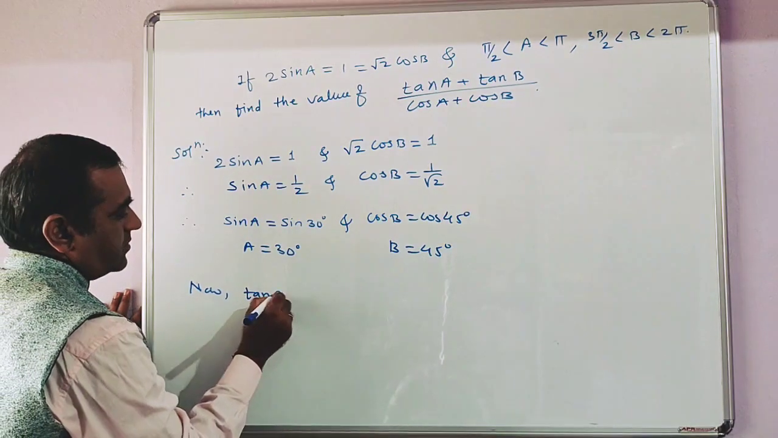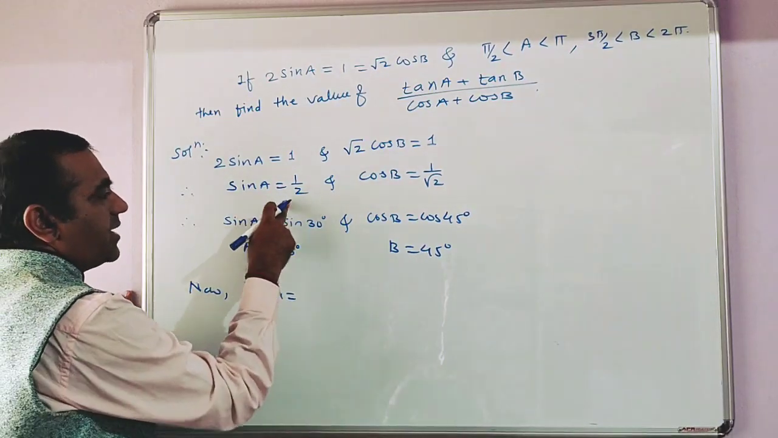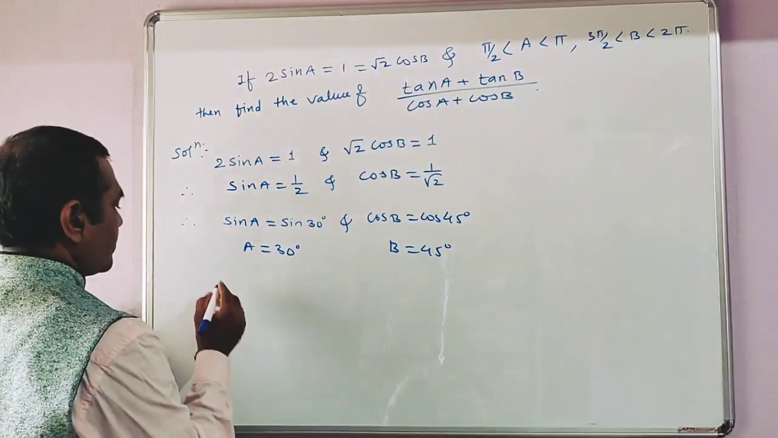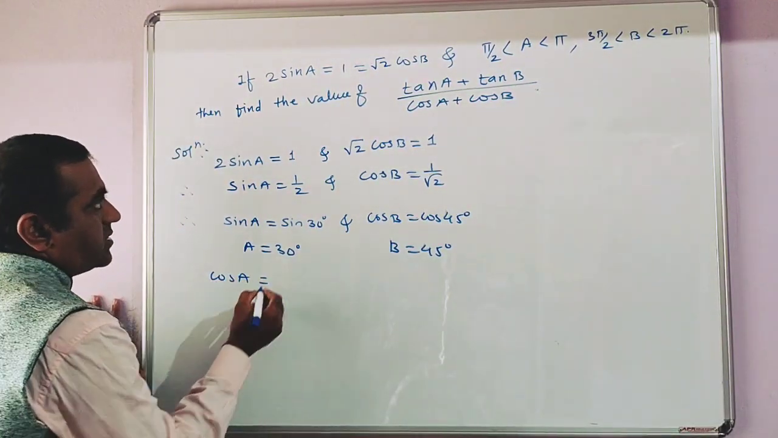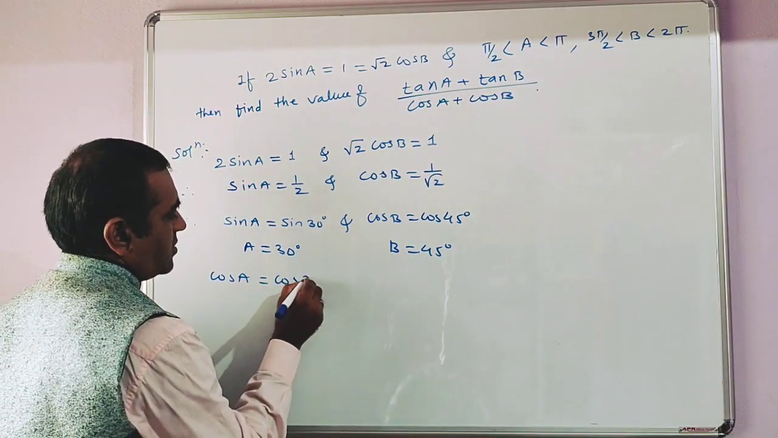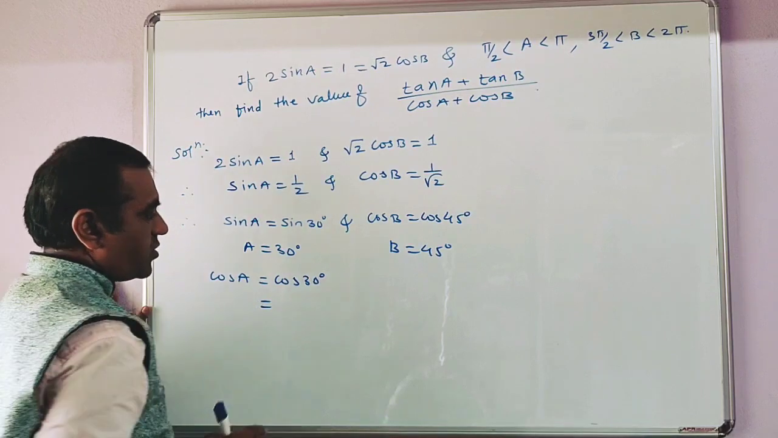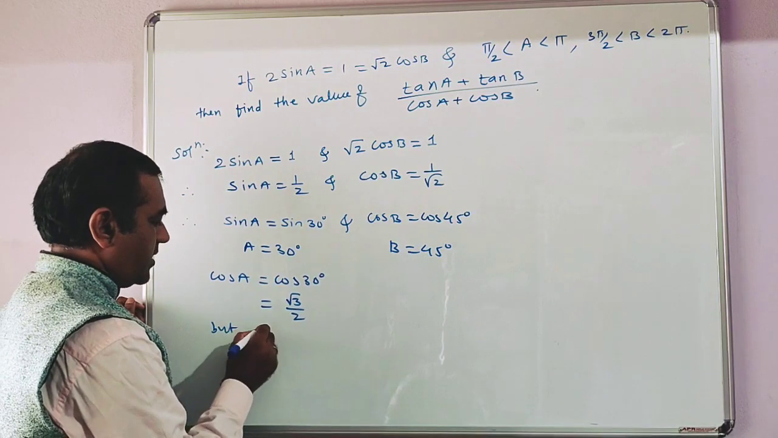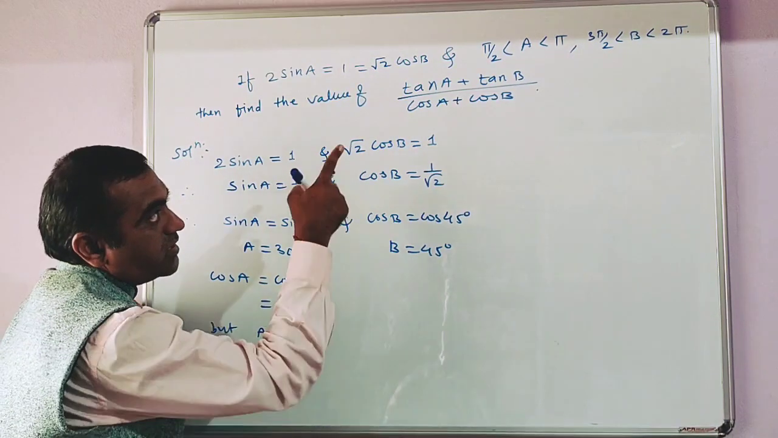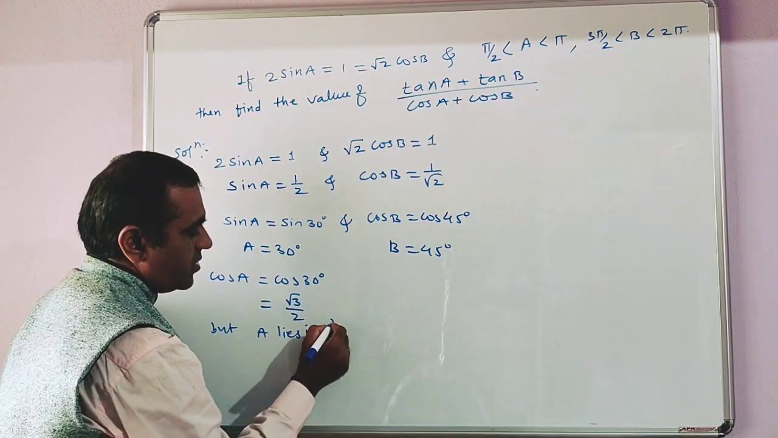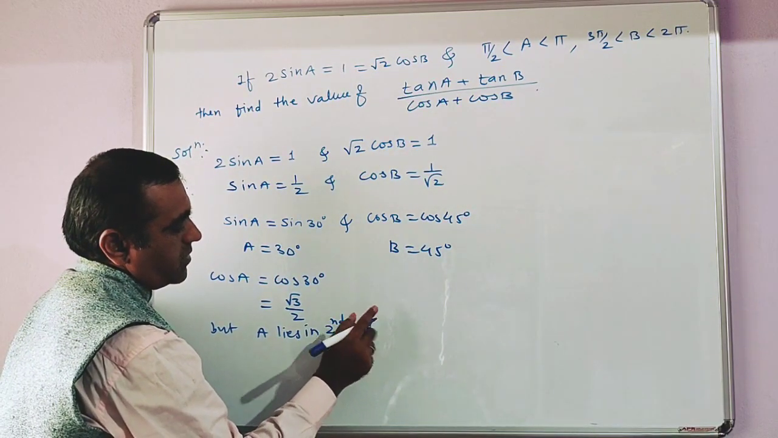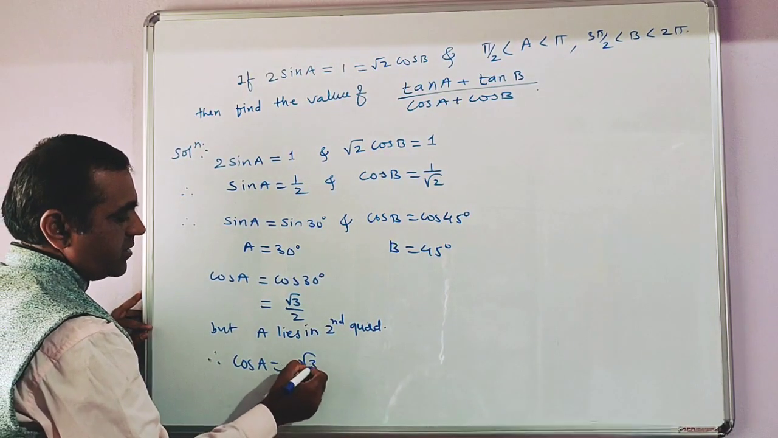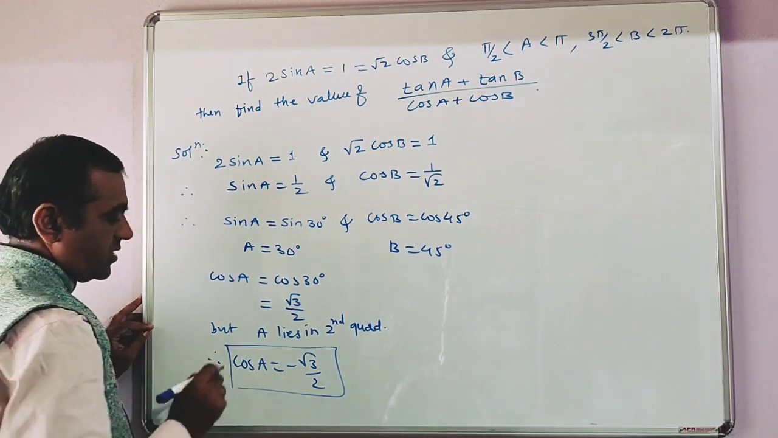Now tan A: sin A is equal to 1 by 2. What about cos A? Cos A is equal to cos of 30 degree. Cos 30 is nothing but root 3 by 2. But A lies in which quadrant? Pi by 2 to pi means second quadrant. Therefore, cos A is equal to minus root 3 by 2, because cos is negative in second quadrant.